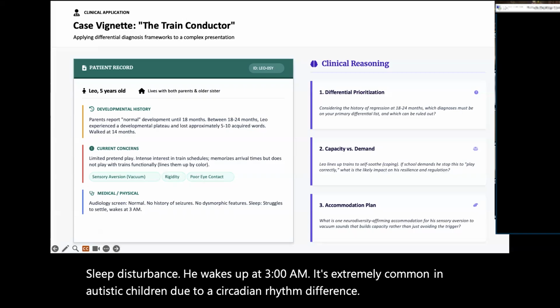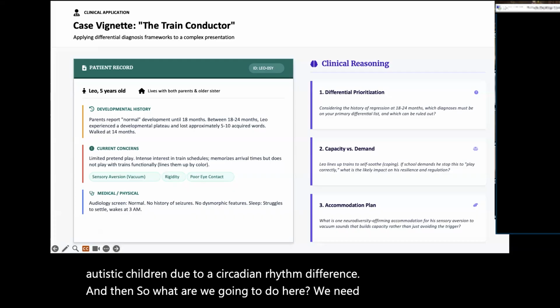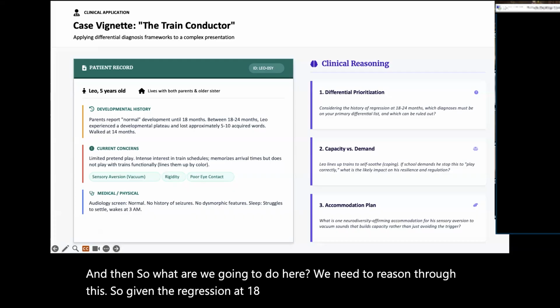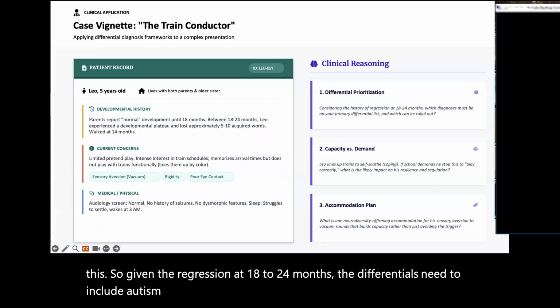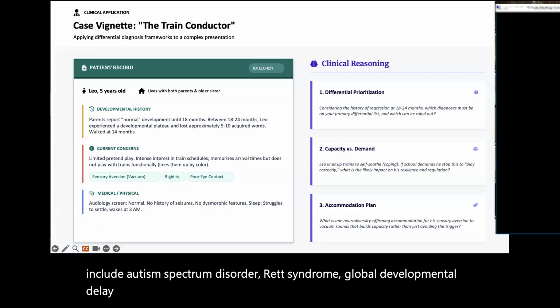And then, so what are we going to do here? We need to reason through this. So given the regression at 18 to 24 months, the differentials need to include autism spectrum disorder, Rett syndrome, global developmental delay, or a trauma-related withdrawal.